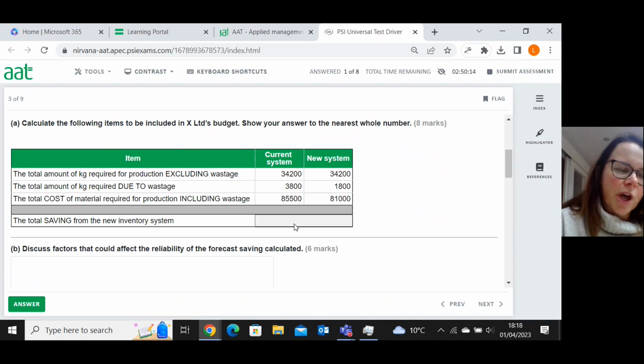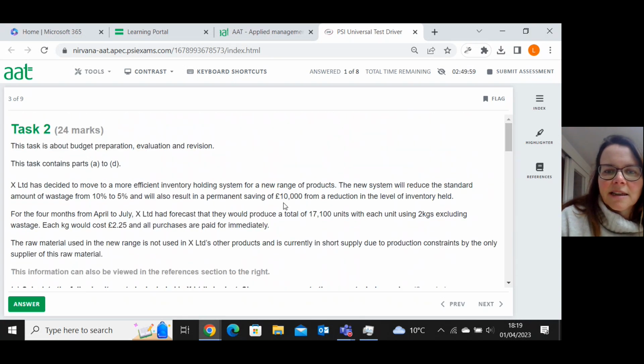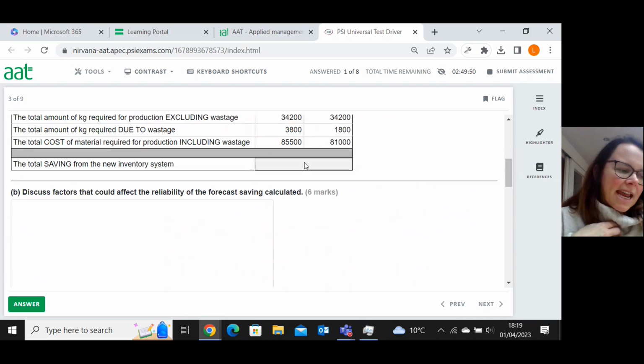Then I'm asked, what's the total saving from the new system? So how much have I saved? Well, I've saved 4,500. But don't forget the other £10,000 reduction will also result. So a bit of a tricky one. So it's the 10,000 plus the 4,500, giving an answer of 14,500.